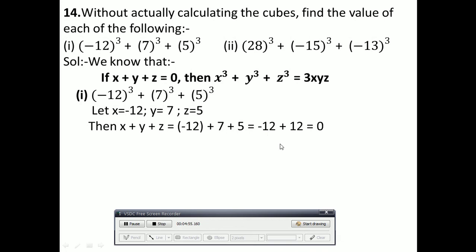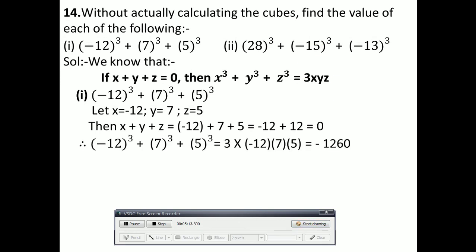7 plus 5 is 12, and minus 12. 12 minus 12, that will be 0. If x plus y plus z is equal to 0, then we can say the answer will be 3xyz. So our answer will be 3 times x, which is minus 12, times y, times z. If we multiply, then we'll get minus 1260.